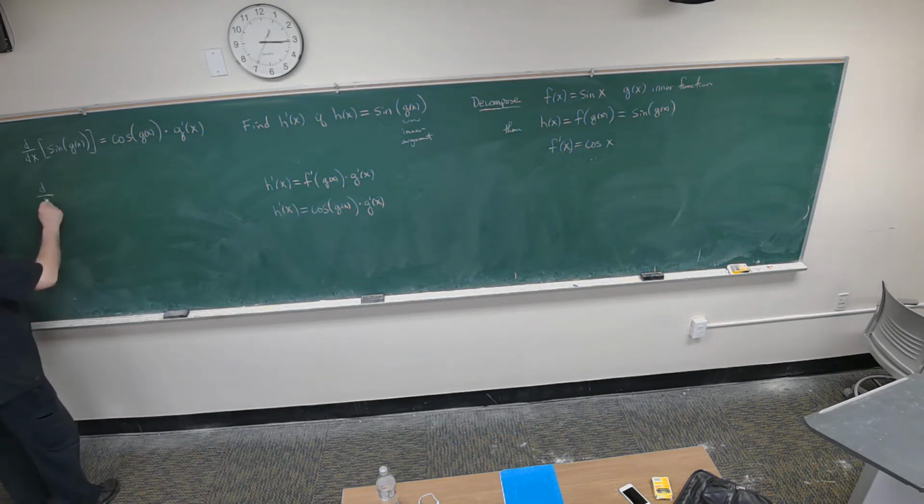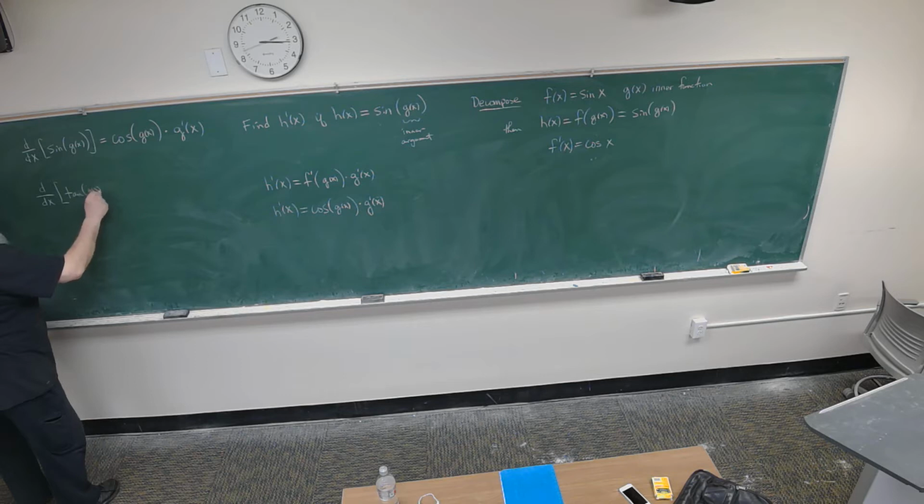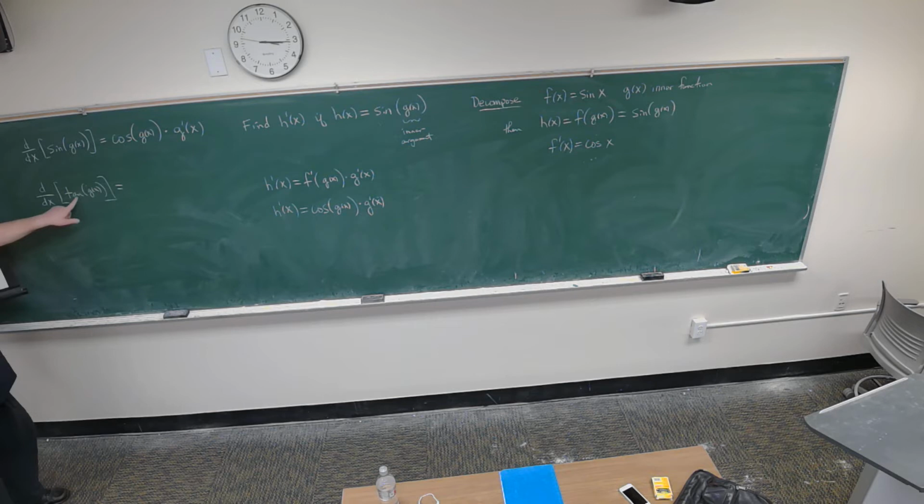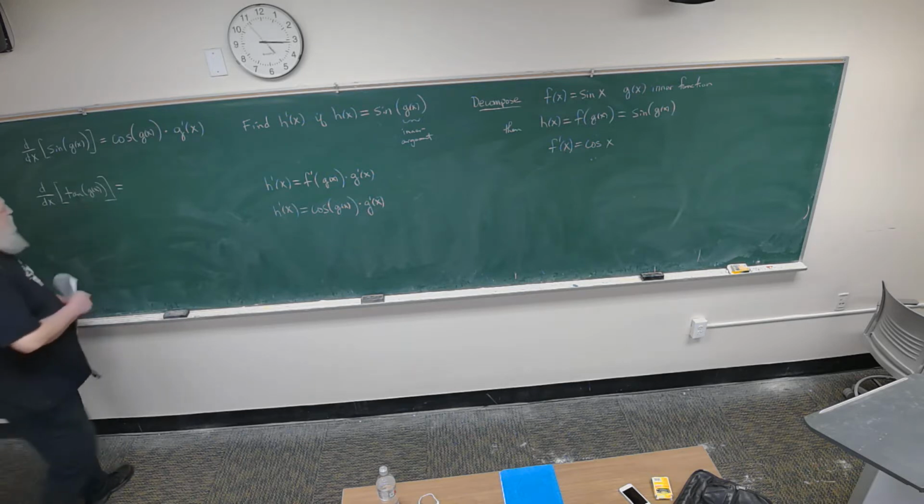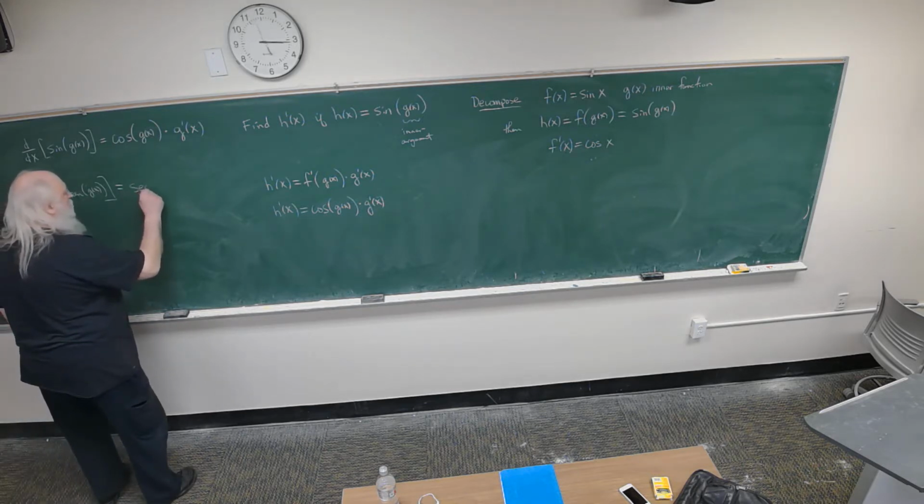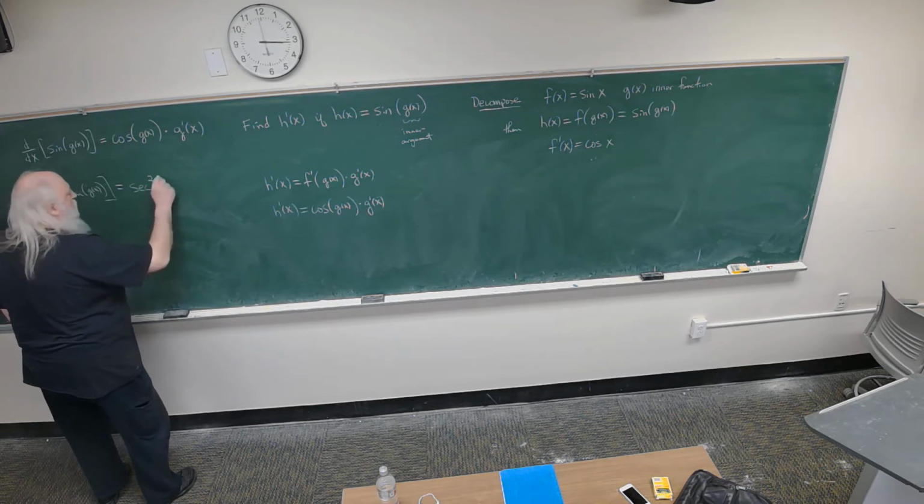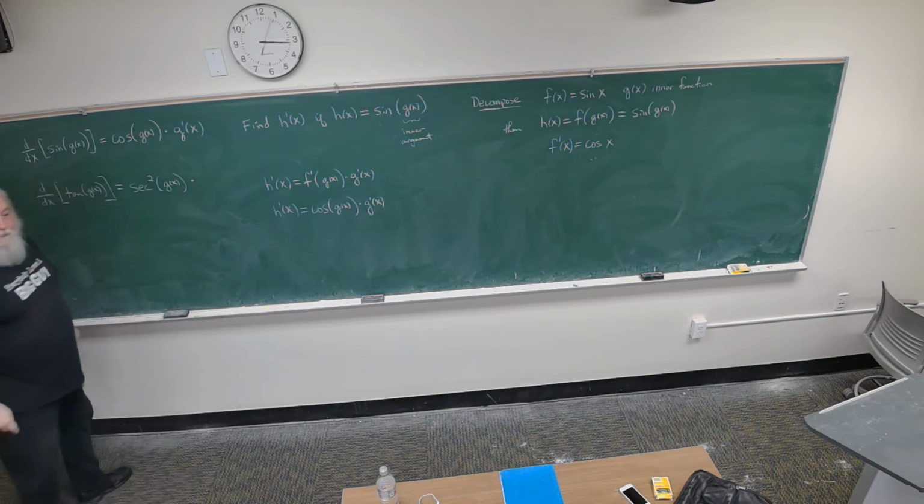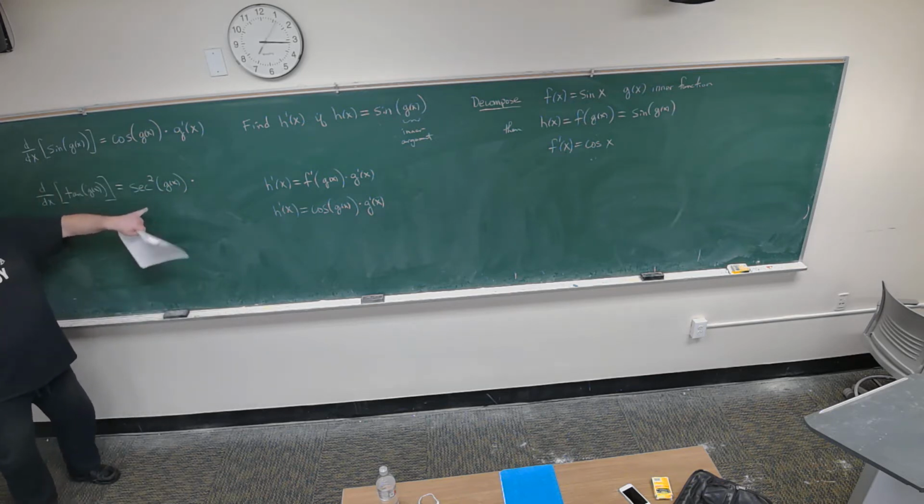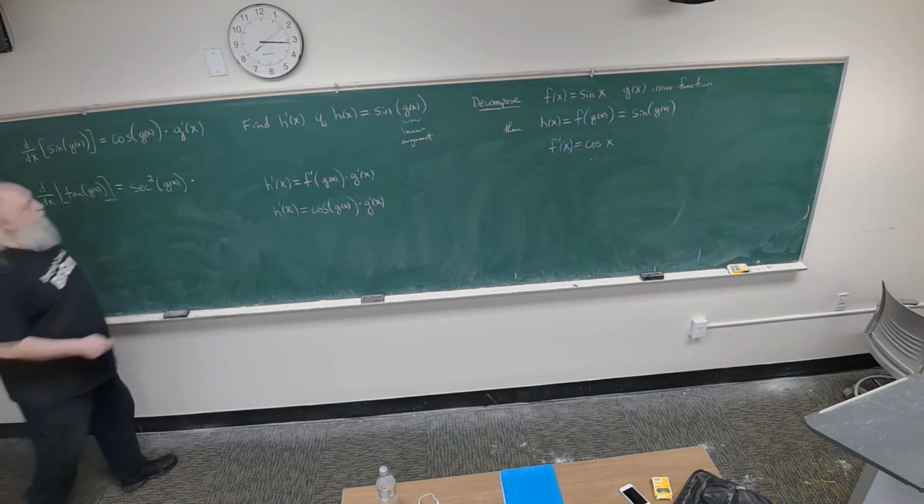The derivative with respect to x of tangent g of x is equal to the derivative of the outer function. What's the derivative of the outer function tangent? Secant squared. So this is equal to secant squared evaluated at g of x. G of x is the argument going into the secant function, and then you multiply that by g prime of x.